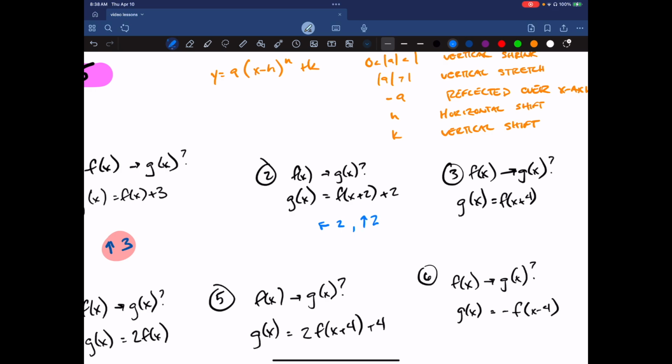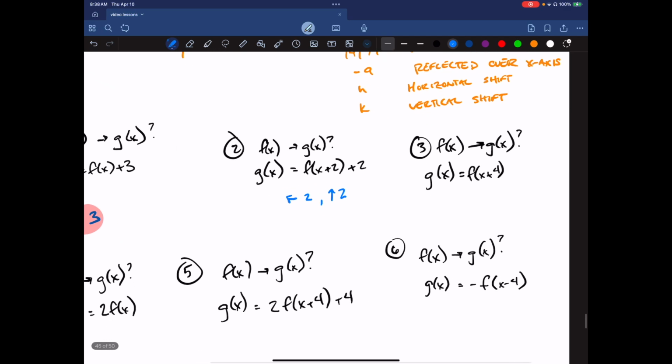Number 3, you have f of x plus 4. The x plus 4 is inside the function.